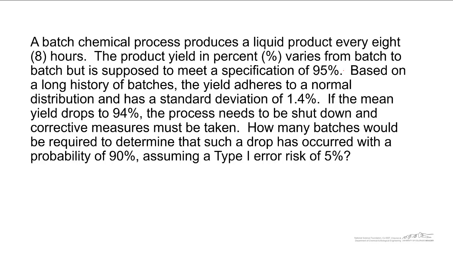So the question arises, in order to detect this 1% decrease in yield, how many batches would be required to do that? You can never do this with 100% certainty, so the power of this test, or the probability that you can successfully detect that 1% change, we're going to choose to be 90% here, so the power is 90%. And we're also going to assume a type 1 error risk of 5%. So that's the example that we're going to be solving in this screencast.